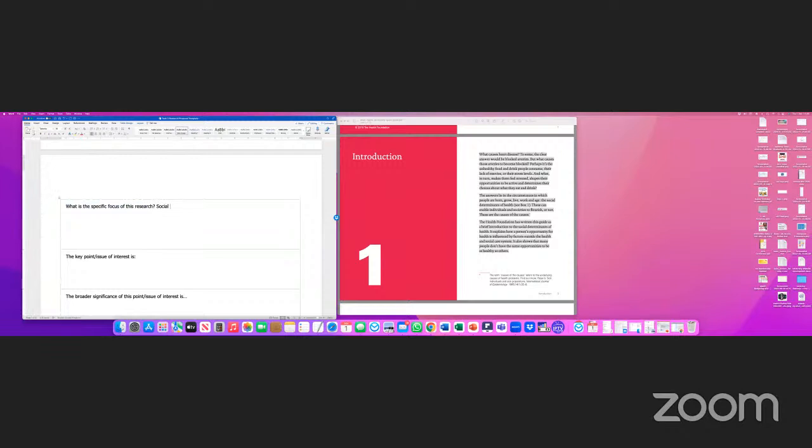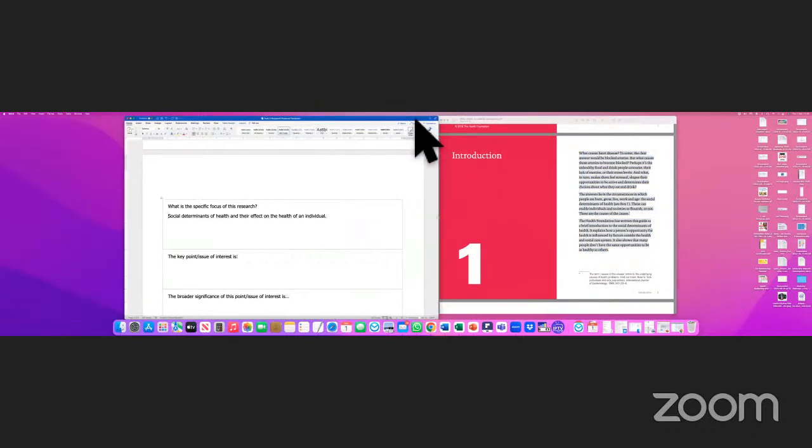Now, once I've done that, I want to also look at what is the specific focus of research. The specific focus of research is social determinants of health and their effect on the health of an individual. This is the specific focus of this research, because when we read the report, one of the things which is going to come again and again is discussing what social determinants are and what role they play in helping the individual have a healthy lifestyle.